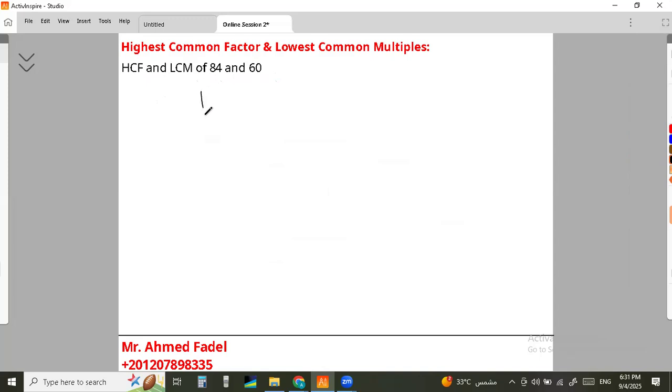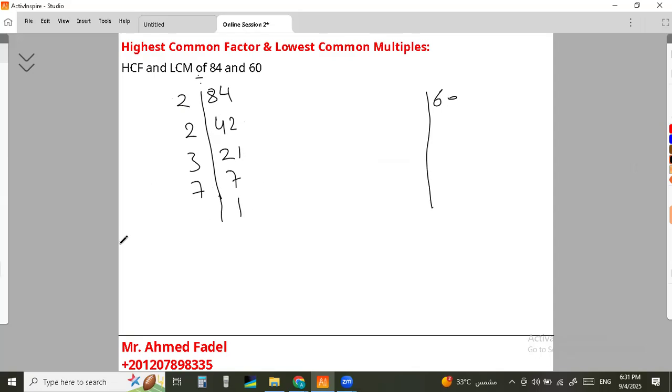Let's do this. I'm going to use the repeated division method for 84, and the same thing also for 60. We need to divide only by prime numbers. So here I divide by 2, gives me 42. Divided by 2 is 21. Divided by 3 is 7. Divided by 7 is 1. Once I reach the 1, this means that I finished. So 84 is equal to 2 to the power of 2 times 3 times 7.